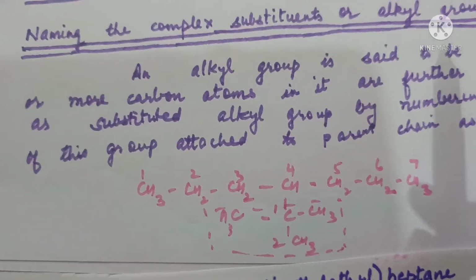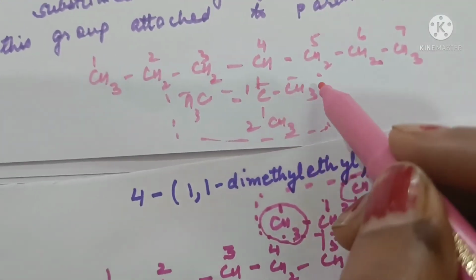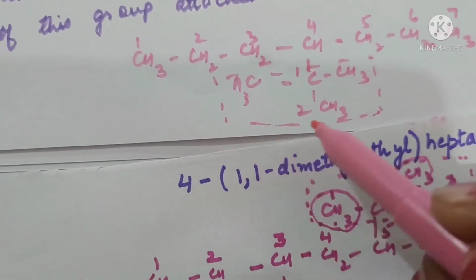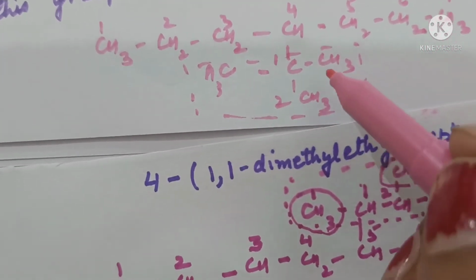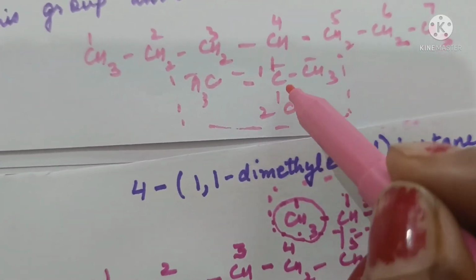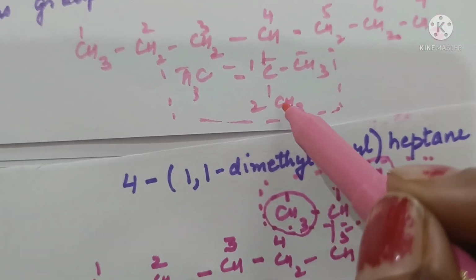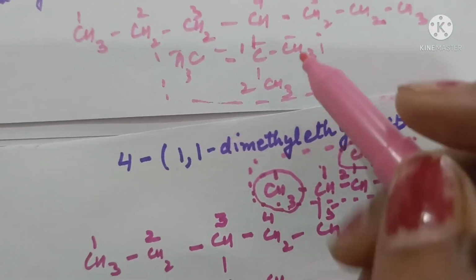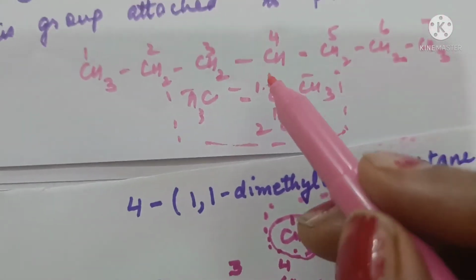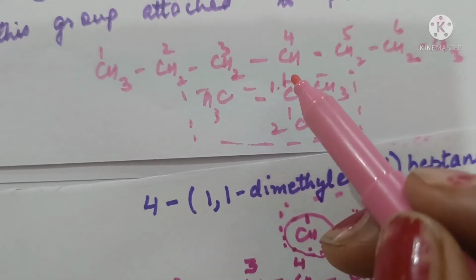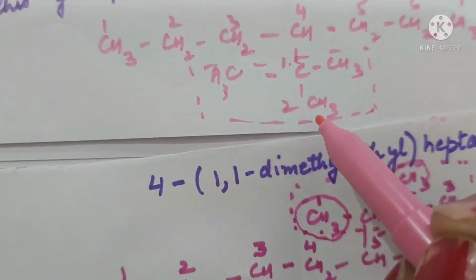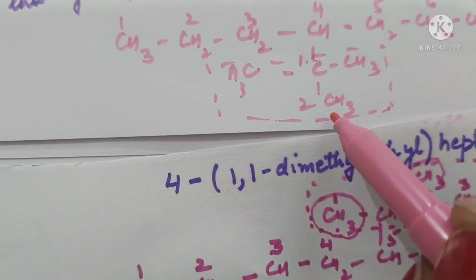Naming the complex substituent or alkyl groups. In this compound, it's a chain of 7 carbon atoms and this is the substituent. Now the substituent has 2 further branches. So that means that it is a complex substituent. To name such a substituent, we will number the chain from the end from which it is attached to the parent chain. So this carbon will be numbered 1 and the other one will be numbered 2.